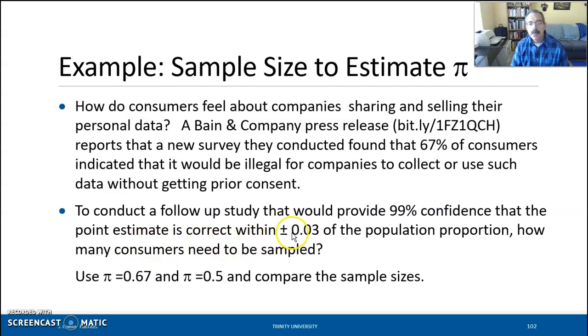So we want to conduct a follow-up study that would provide a 99% confidence that that point estimate is correct within 0.03 points of the population proportion. So how many consumers do we need to sample? If we use a probability of 0.67, what they found in this study, and we want to use a pi of 0.5 and compare the sample sizes.